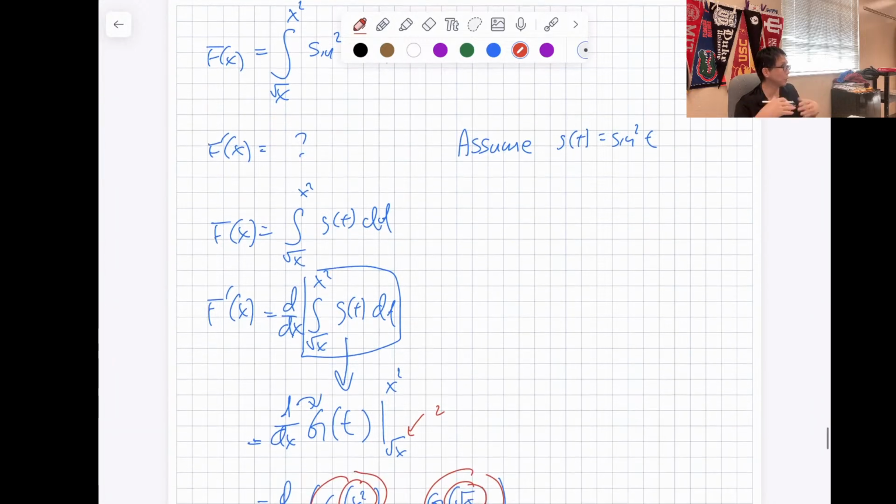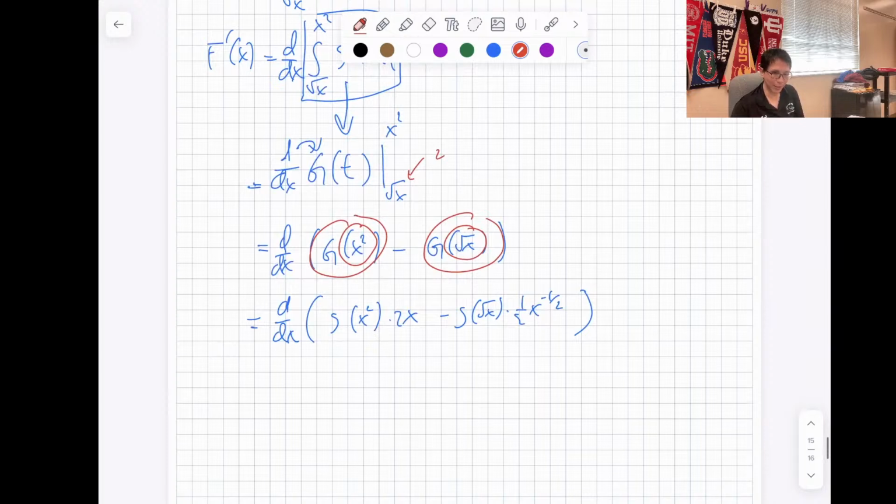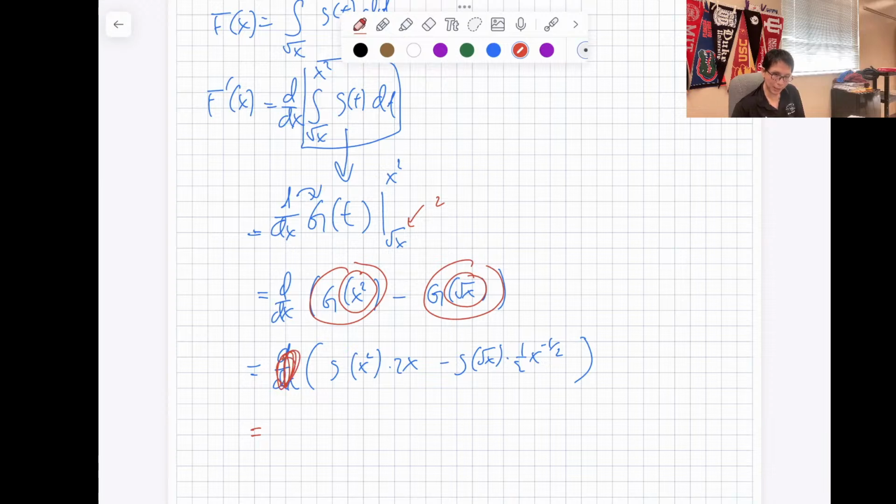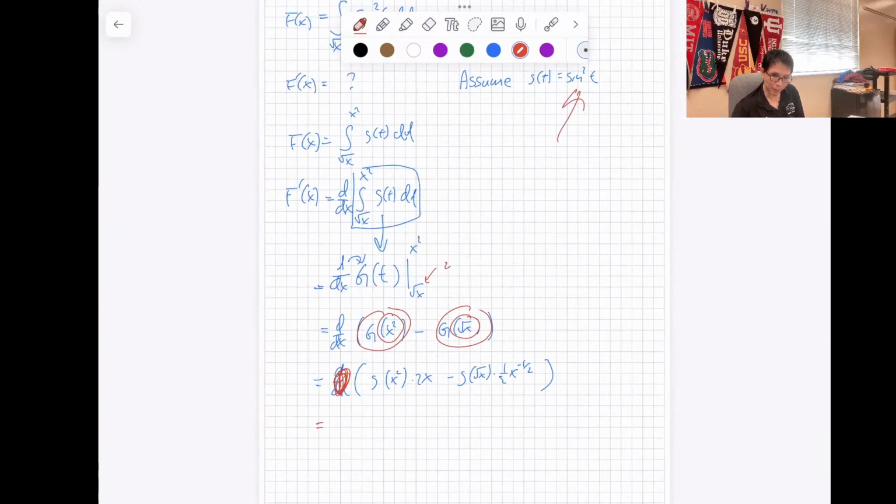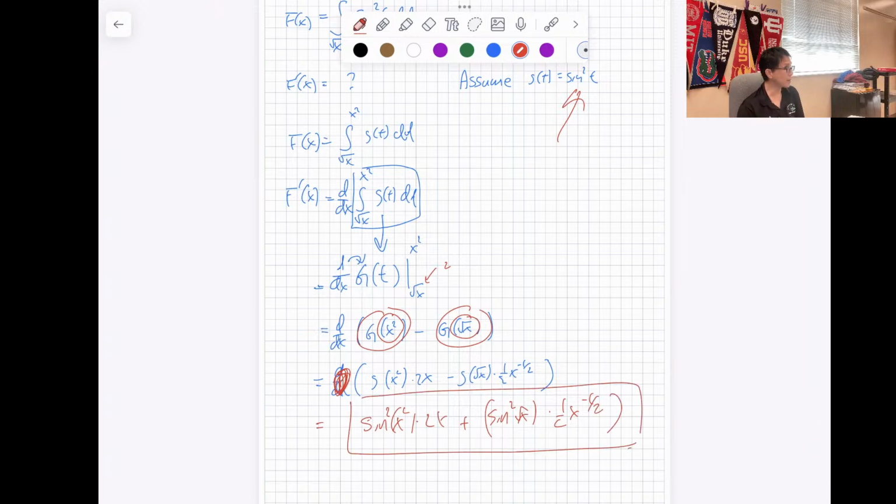I did it with the loophole where I don't really need to know what the integration of sine square of t is. I just need to know that it is some other function that we don't need to know about. Then now we take a derivative of that. So now there's no more d/dx anymore. So now I'm going to plug in here. So it'll be sine square of x squared times 2x, right? Plus sine square of square root x times 1/2 x to the negative 1/2. And that will be the result.